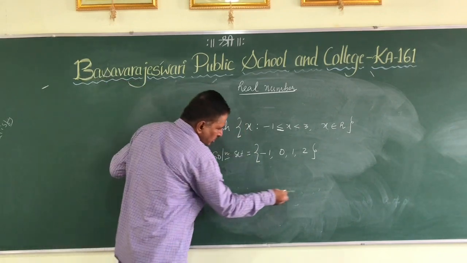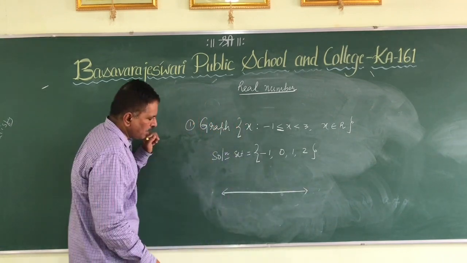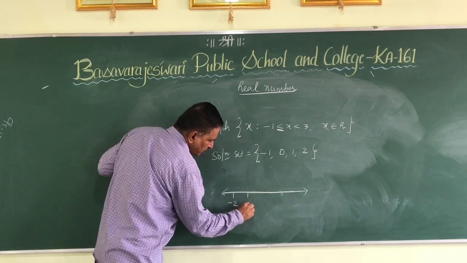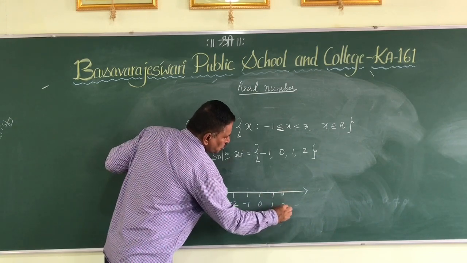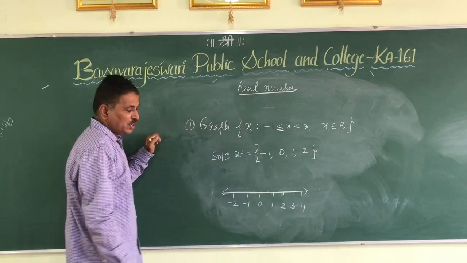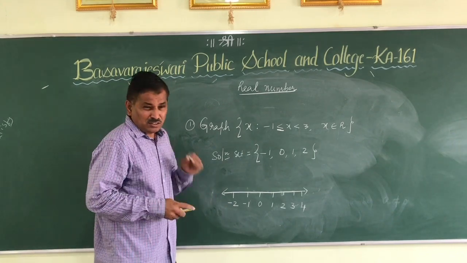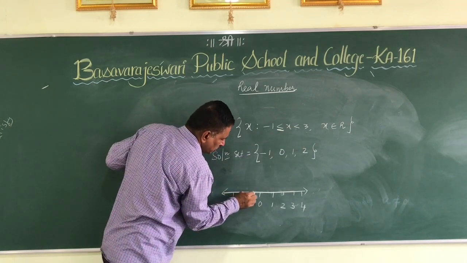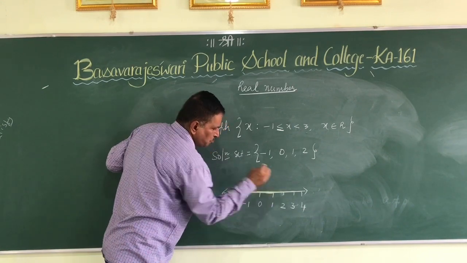Again, to draw the graph of the number line, I can start with -2, -1, 0, 1, 2, 3. If you want, you can extend up to 4 also. Now you have to draw the thick line. From where to where? From -1 to 3.